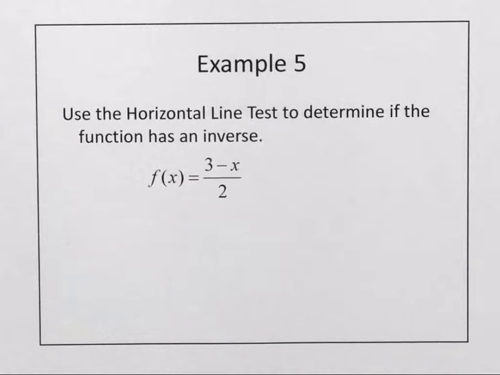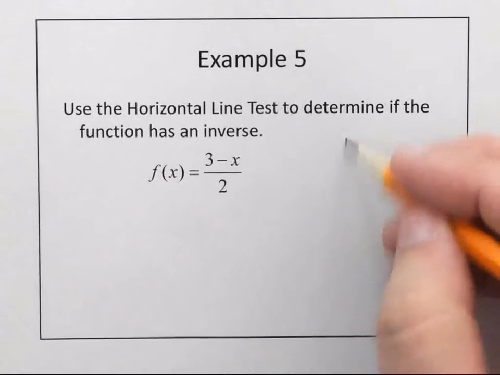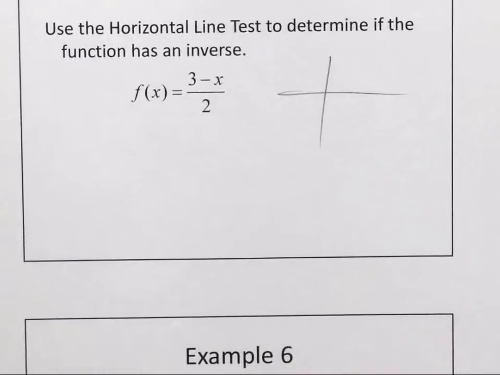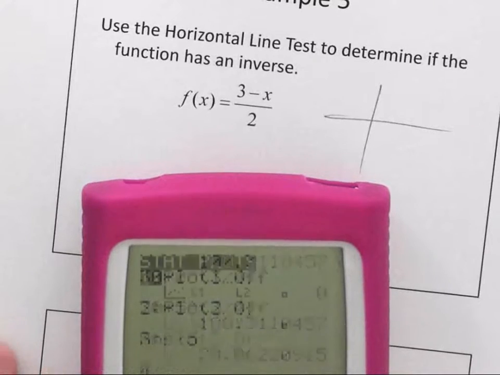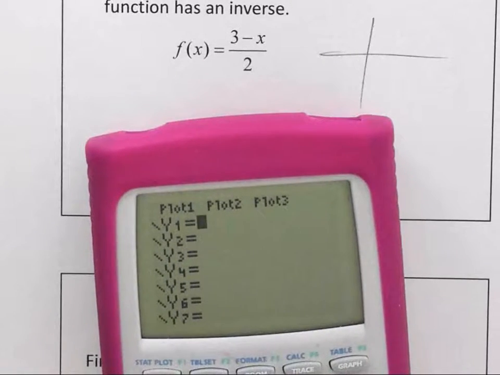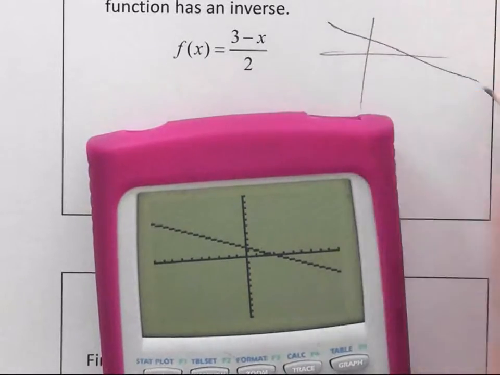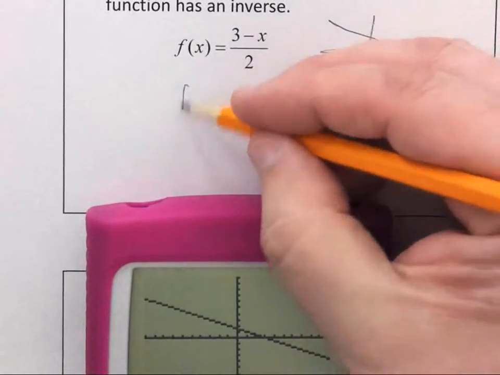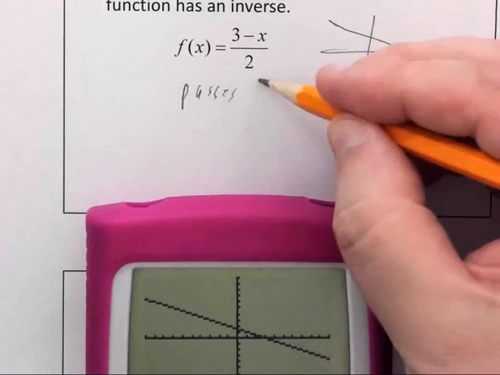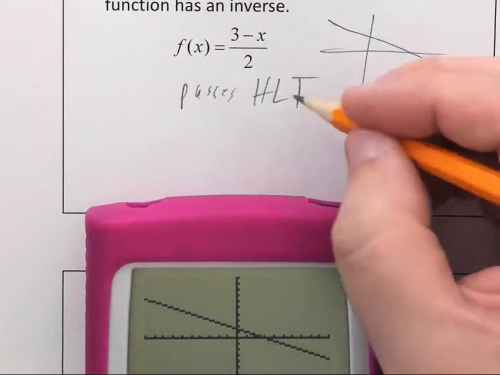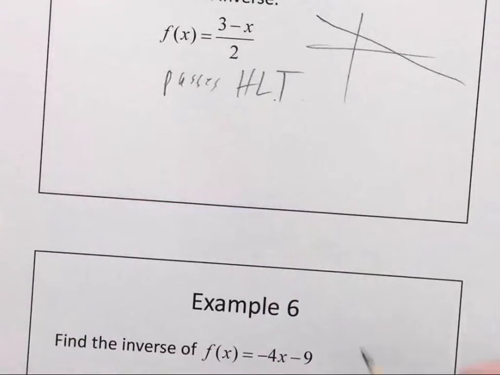Horizontal line test, is this going to pass or not? Well, if I graph it on the calculator real fast, I'll just put the numerator in parentheses. If you have a newer calculator, feel free to make it a giant fraction. But since it's linear, and actually you're pretty safe with this as long as it's not horizontal or vertical, it's linear, means you're going to pass the horizontal line test. So I'm going to say that it passes the horizontal line test. So f of x has an inverse.